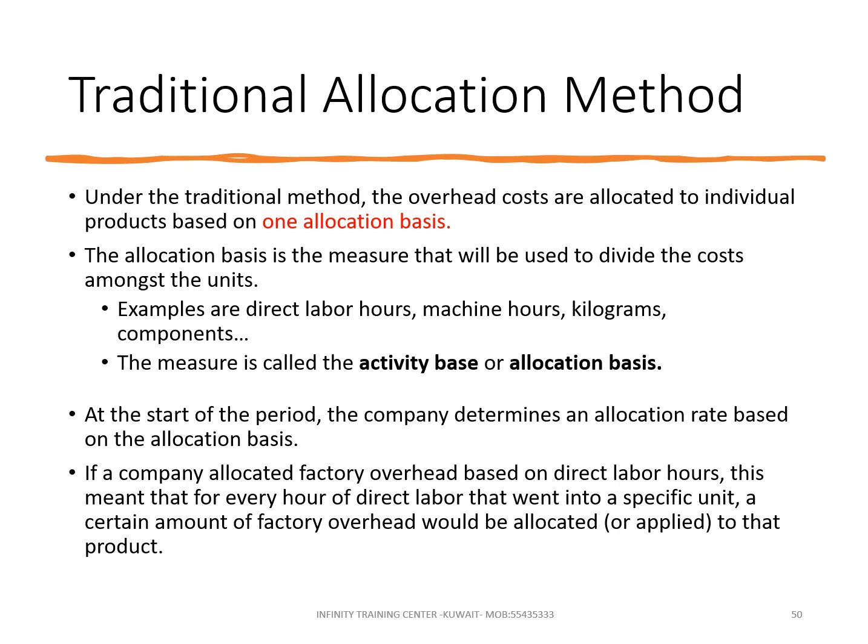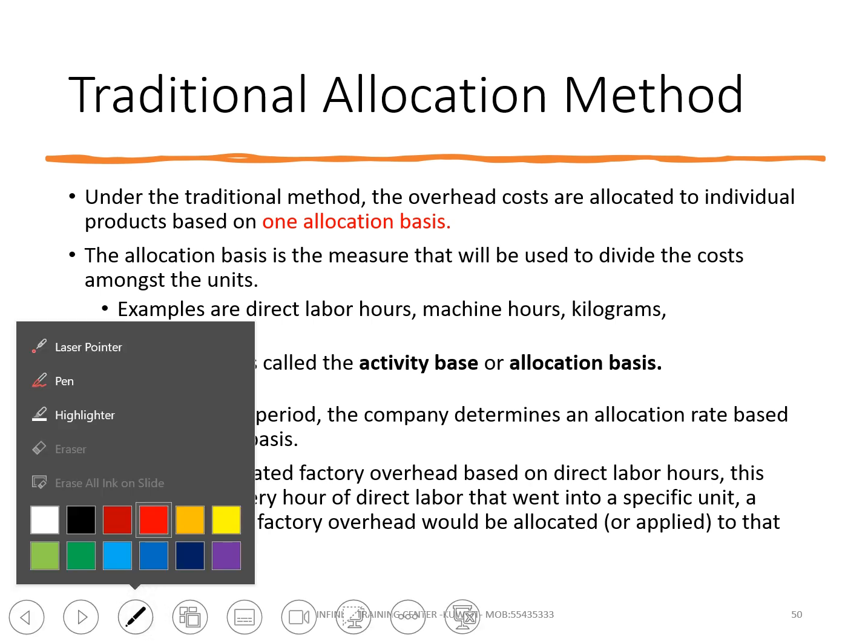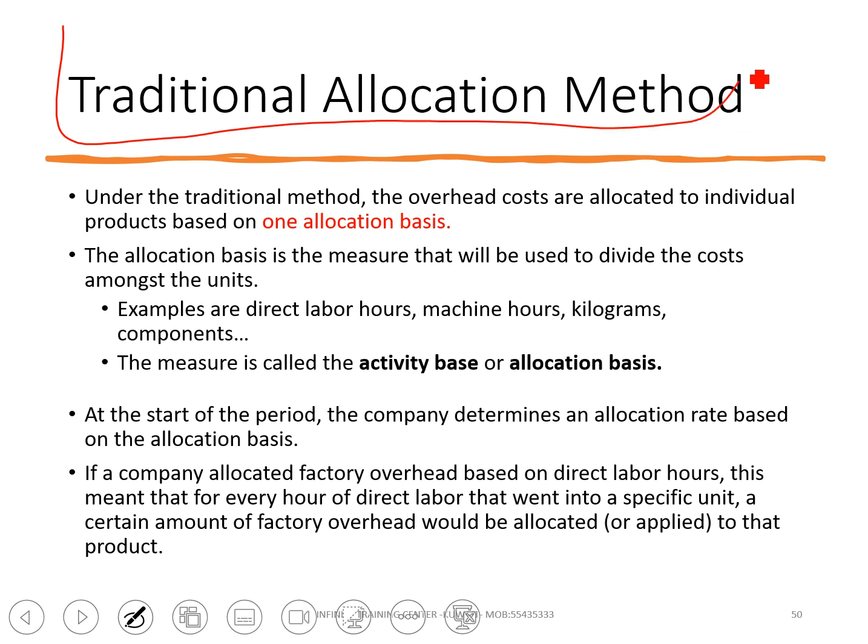So in the previous video we talked about allocation methods, and in this video we are talking again about different ways of allocation of overhead cost in organizations. The first one is the traditional allocation method. So what is the traditional allocation method? In the traditional allocation method you will have just one allocation base.